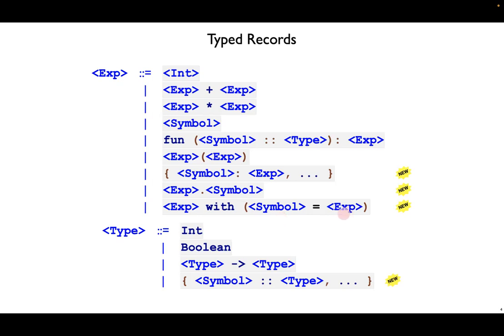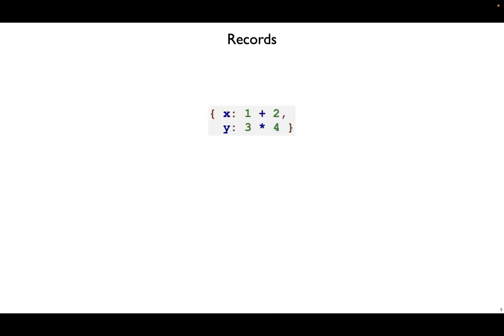The with expression returns a new record, where the symbol name here is mapped to a new expression. And finally, we have the types. In addition to int, boolean, and function types, we now have a type for records that has a symbol for every name in the record and a type to go along with each symbol. As a first example, here's a record with fields x and y, and the type for this record says that x has type int, and the field y also has type int. This type matches the record because the expressions up above will both reduce to integers if we interpret them.